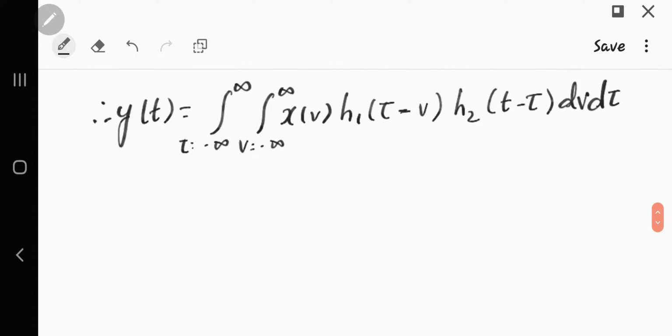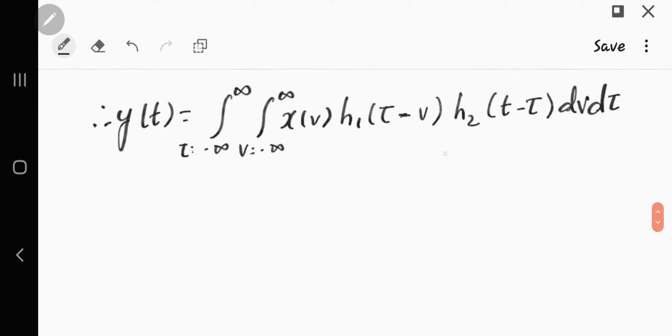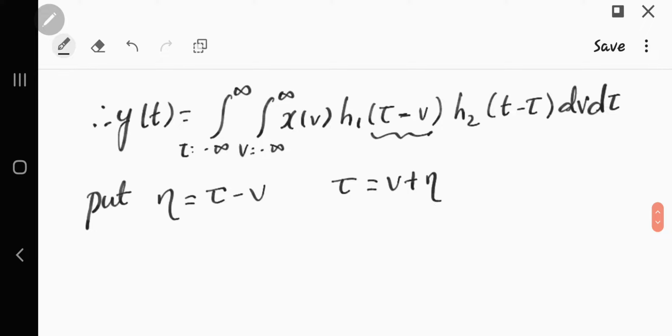Okay, next I will replace this tau minus v with some other variable. So if I put eta is equal to tau minus v, then what happens to tau? Tau is equal to v plus eta, I guess. I have to substitute here and I have to change this one.